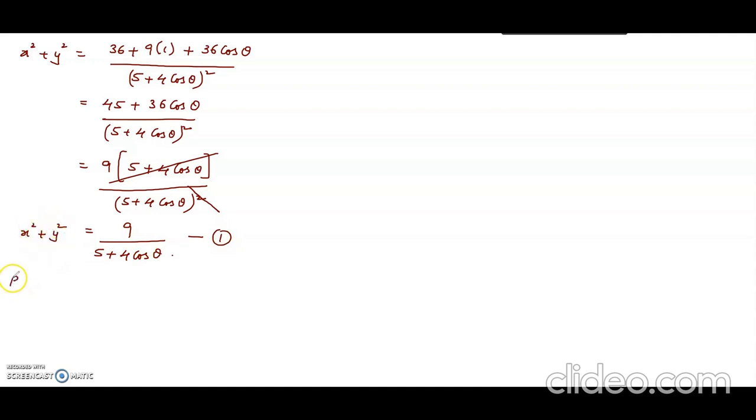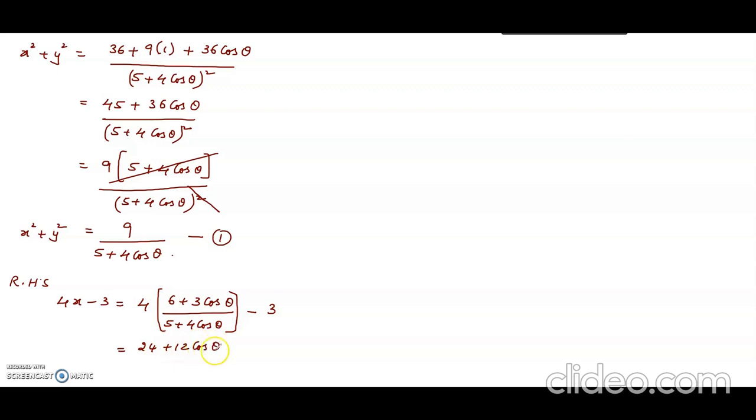Separately, now we will consider our right hand side. We have to show that 4x minus 3 is also equal to 9 by 5 plus 4 cos theta. So let us write 4 into x value. x is, remember, 6 plus 3 cos theta by 5 plus 4 cos theta, minus 3. This we can also write as 4 into 6 is 24, 4 into 3 is 12 cos theta, by 5 plus 4 cos theta, minus 3. 3 can also be written as 3 by 1.